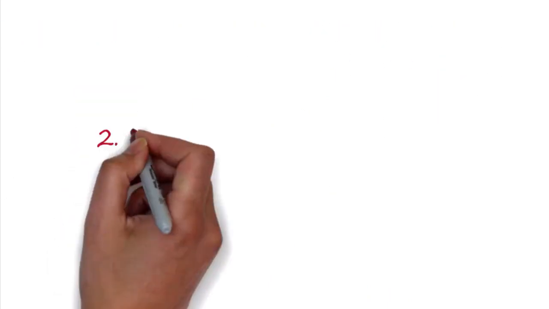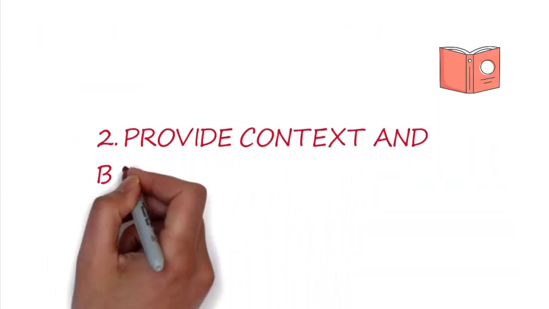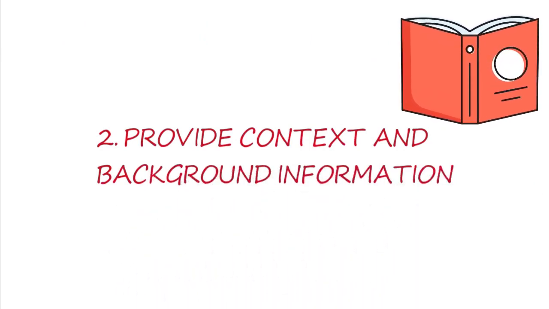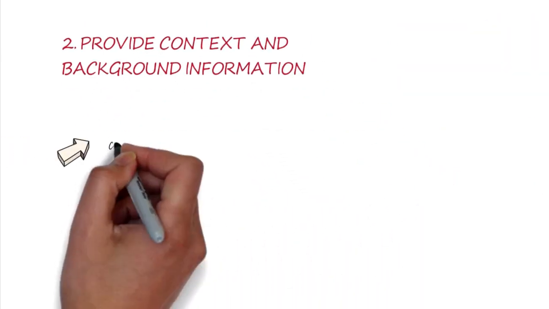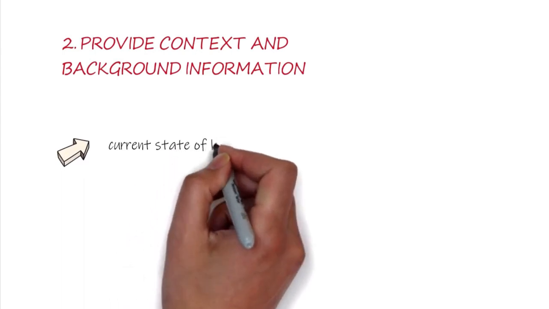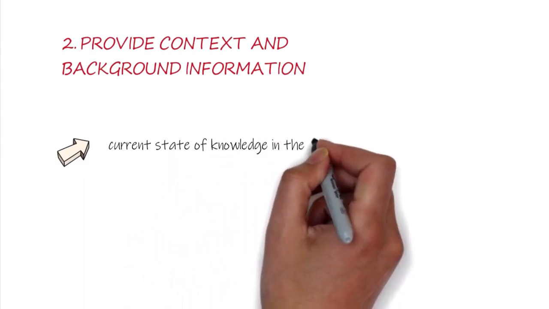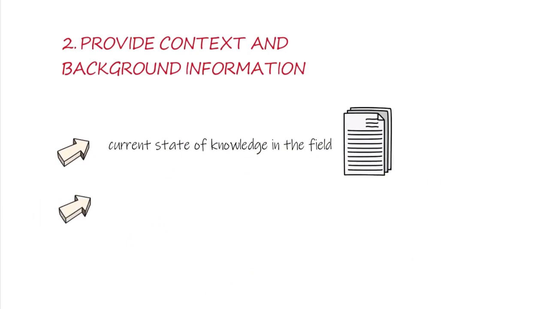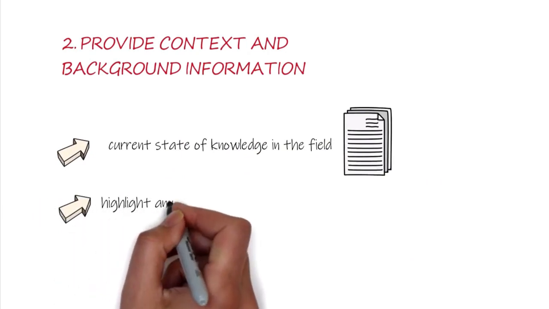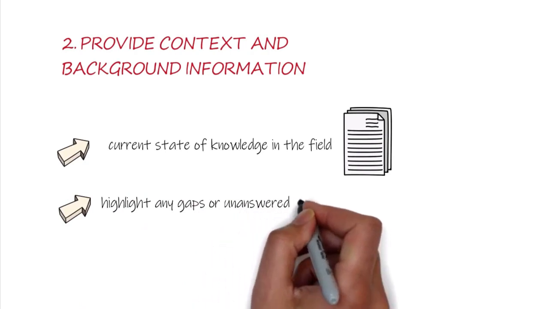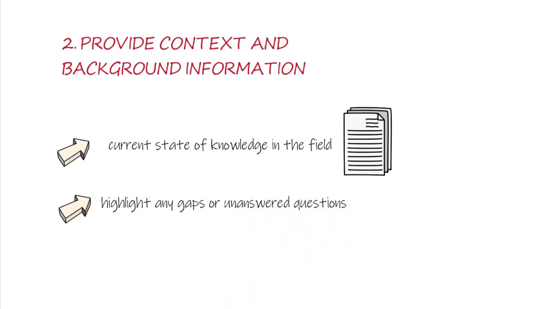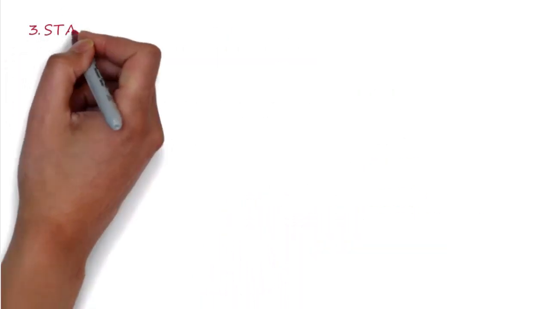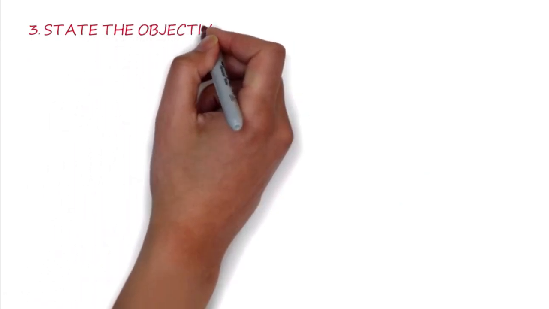2. Provide context and background information. Once you have the reader's attention, it's important to provide context and background information. Briefly explain the current state of knowledge in the field, and highlight any gaps or unanswered questions that your research aims to address. This helps the reader understand the significance of your study and its relevance to the broader scientific community.